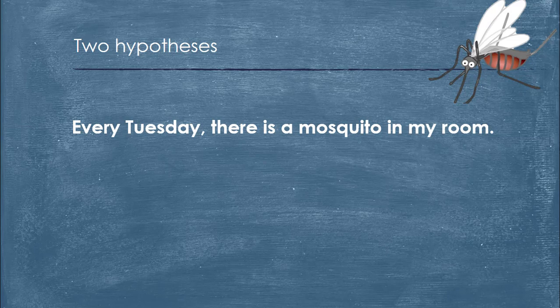Is that a testable hypothesis? Well, I mean, sort of. You could look at a security camera, because I have security cameras in my room. Yeah, that's a totally normal thing.